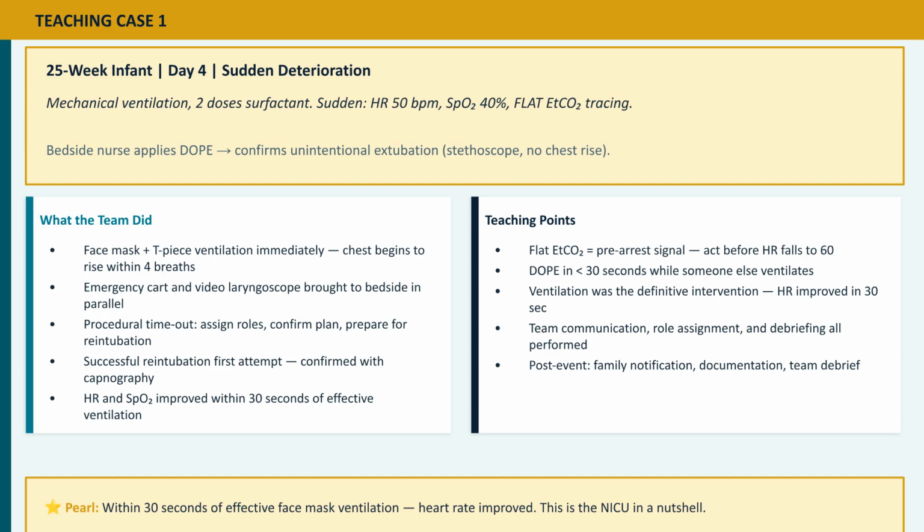In this teaching case of a 25-week infant with sudden deterioration, the immediate problem was an unintentional extubation, indicated by a flat ETCO2. The team reacted quickly by starting bag mask ventilation, confirming the definitive intervention was ventilation, as the heart rate improved within 30 seconds. This highlights the importance of immediate, effective ventilation.